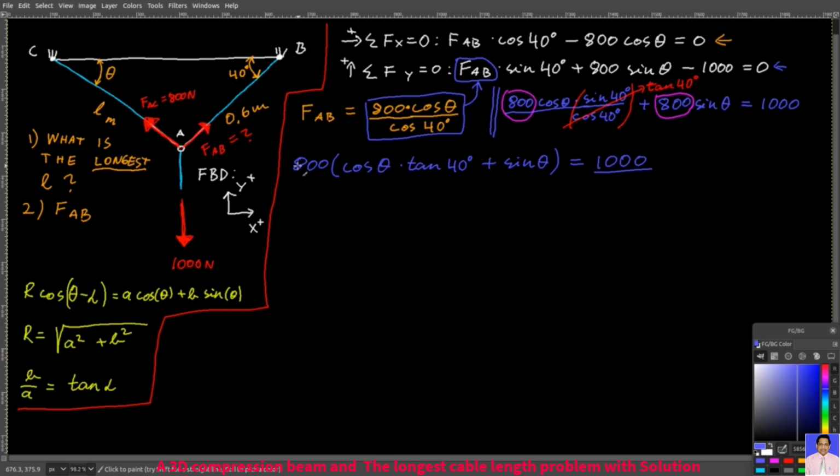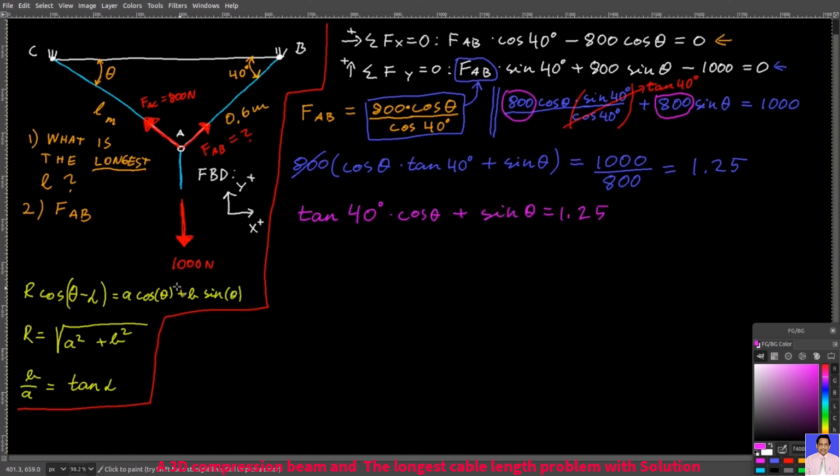And now what I will do, I will take this 800 and I'm going to put it here. Essentially, it equals 1.25. So in the end, I have an equation, tangent 40 degrees times cosine theta plus sine theta equals 1.25. Now you have one unknown here, which is theta, but it's pretty much impossible, at least to the best of my knowledge, to find this theta using regular algebra.